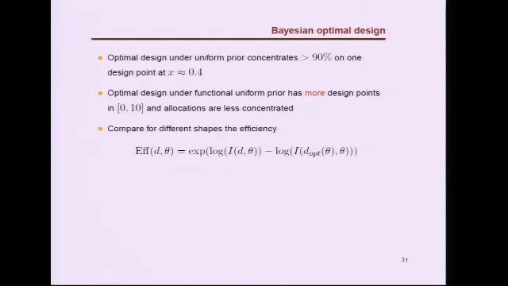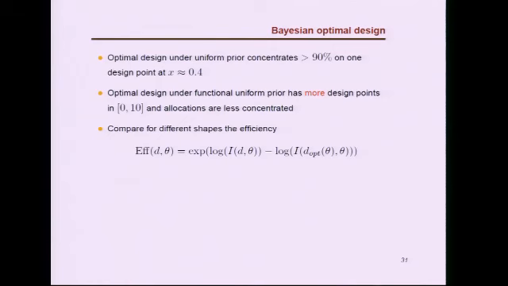Now the optimal design corresponding to the uniform prior distribution concentrates almost all of its weight at one design point at 0.4, while the optimal design under this functional uniform prior spreads its allocations more in this region between 0 and 10, but it also has one design point that has roughly 50% of the allocations. I think 10 is actually the point that has 50% in this functional uniform prior.